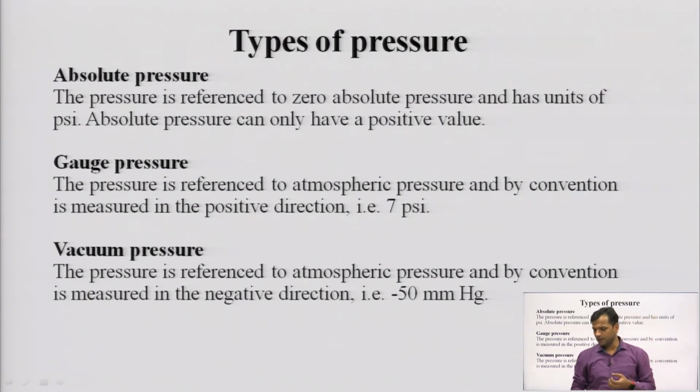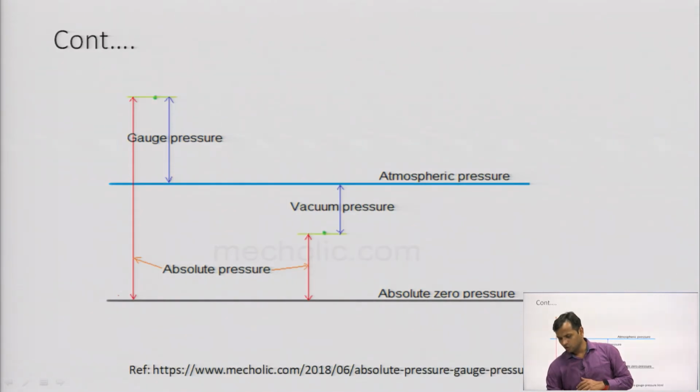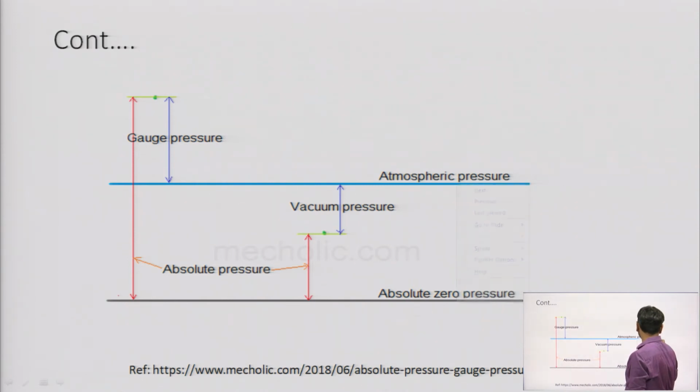We will see with the help of a diagram what the absolute pressure actually is. Now, when we talk about the gauge pressure, the pressure is referenced to the atmospheric pressure and by convention is measured in the positive direction, and is known as the gauge pressure. Likewise, just the inverse of gauge pressure, when the pressure is measured with respect to the atmospheric pressure in the negative direction, then that will be called vacuum pressure. Now, with the help of the diagram you can see that this is the reference pressure and that is our atmospheric pressure.